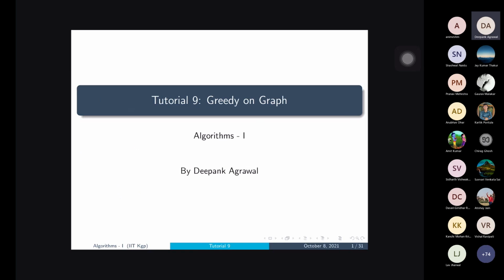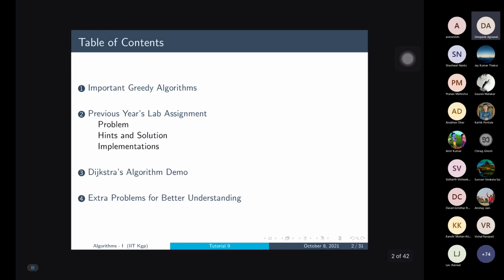So let's start tutorial number 9, greedy on graphs. We will cover some of the important greedy algorithms in the case of graphs, and then we will solve a previous year lab assignment question. I also have a small demo of Dijkstra's algorithm working in a real life application, which is very interesting, so please stick around till that point at least. At the end, if time permits, we will solve a few extra problems.